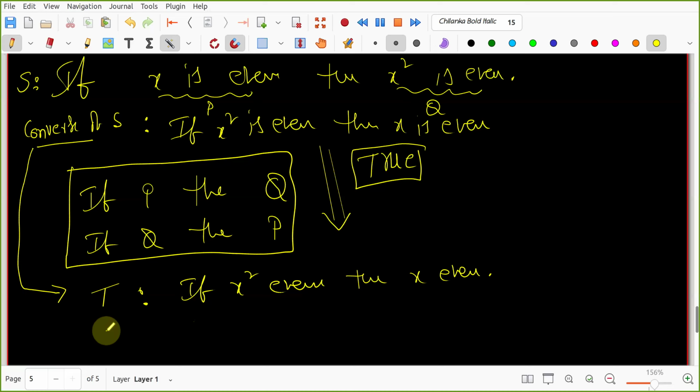Okay, Kunal, what is the contrapositive of this? The contrapositive would be: if x square is not even, then x is also not even. No, that is the contrapositive of the converse. This is a new statement I called T, the contrapositive of T. That's why there is confusion. I am not asking for the converse. This is T. What is the contrapositive of T?